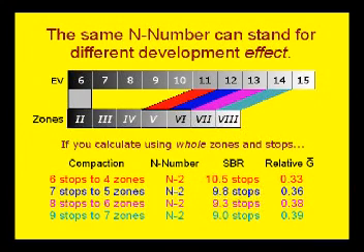Obviously, development that's appropriate for a 9-stop range will not be equally appropriate for a 10.5-stop range. Which one does N-2 really refer to? It depends on which zones are used and who does the calculation.